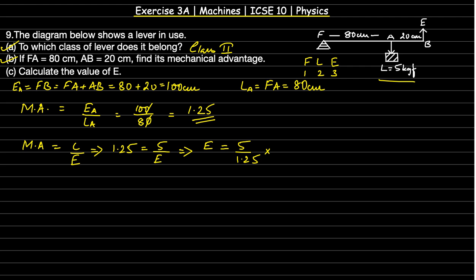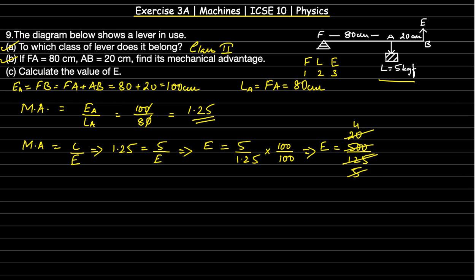To remove the decimal, we multiply numerator and denominator by 100. So we get effort as 500 divided by 125. So we cancel by 25. So 25 5s are 125 and 25 into 20 times is 500. Again we cancel by 5. So here we get this as 5 4s are 20.